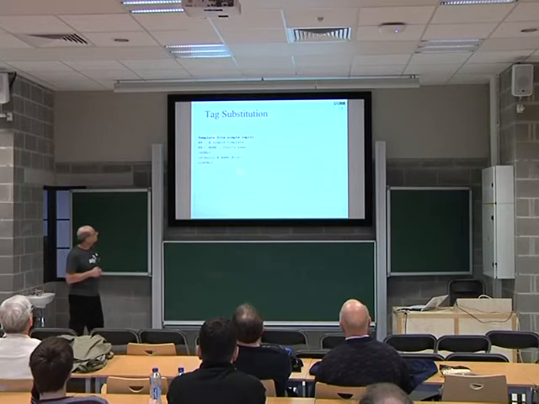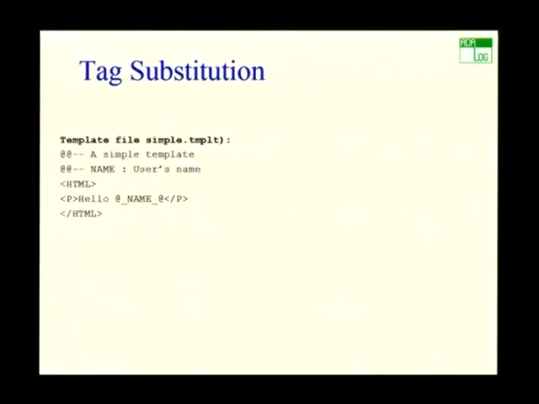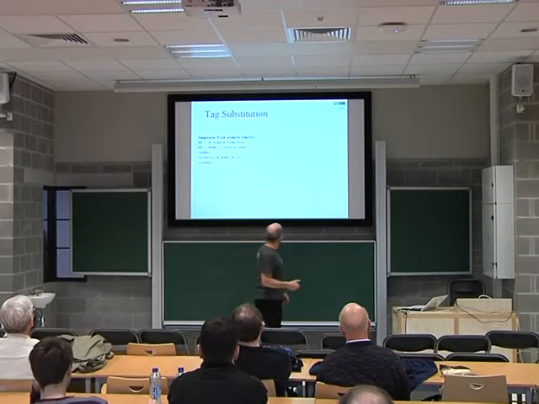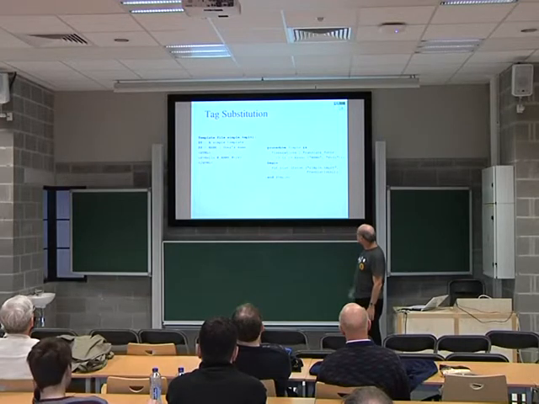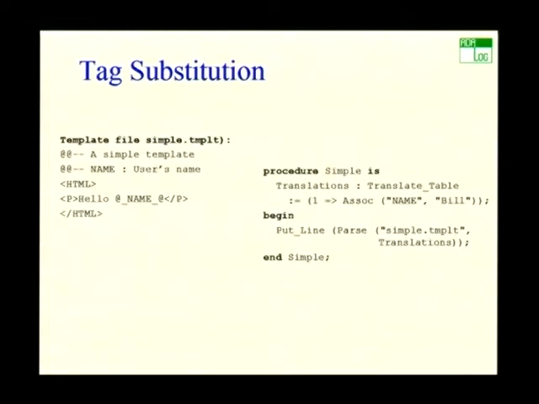So here is an example. It will be the double at sign here, the special marker, so that's a comment. And it says here, hello, and that's a tag. At underscore name underscore at means that's how we spell a tag. In your program, you can define an object of type translate table, and you have a constructor that associates a string, the name that's here, to a value. And then you have a simple function Parse. You parse that template with those translations, and that will give you a resulting string here. So this separates the variable part from the fixed part.